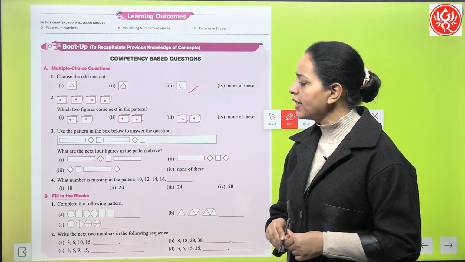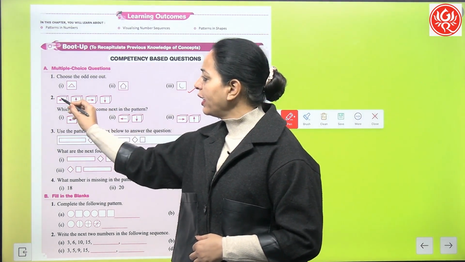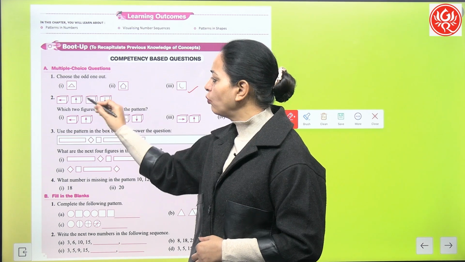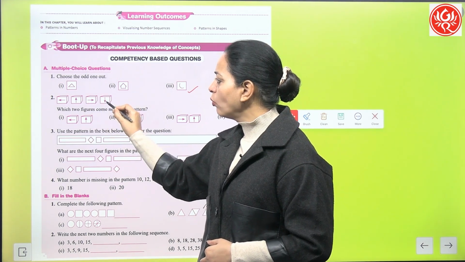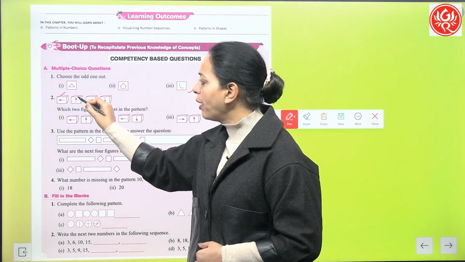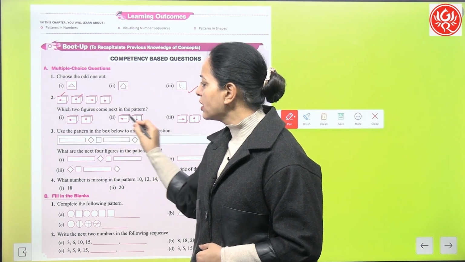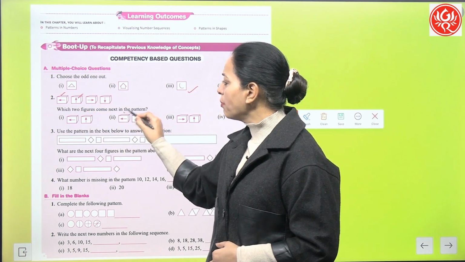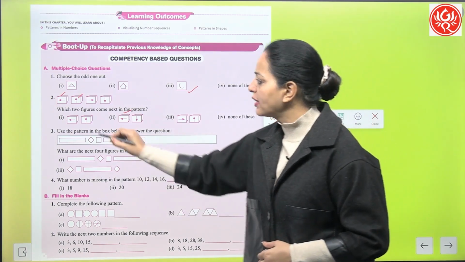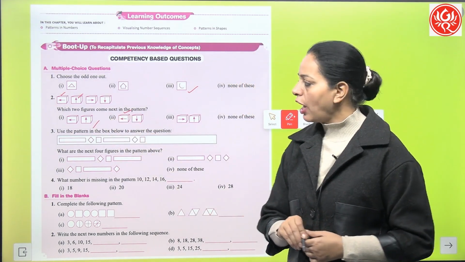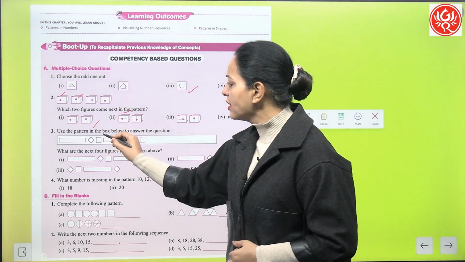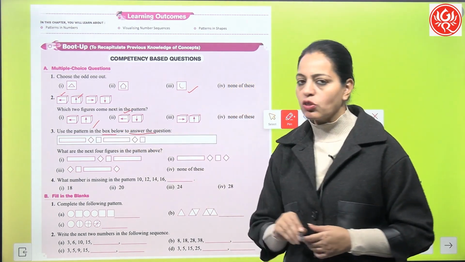The second one here: this side arrow, then up, then we are rotating it, then down, then again this will come and this will come. So which two figures come next in this pattern? That is the first one. Now the third, use the pattern in the box below to answer this question.